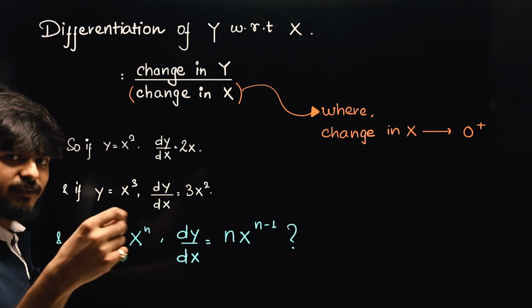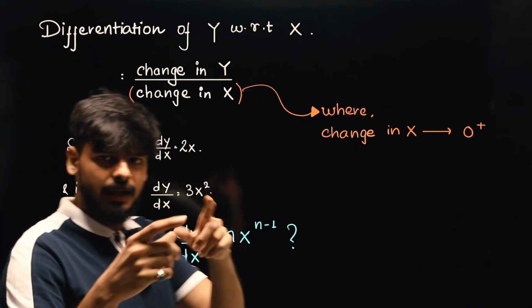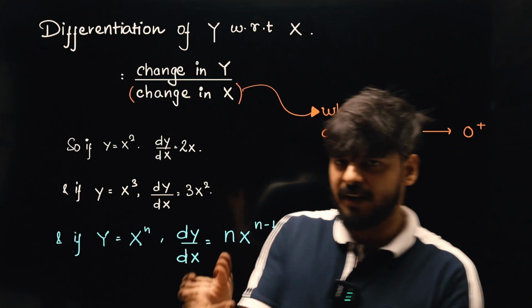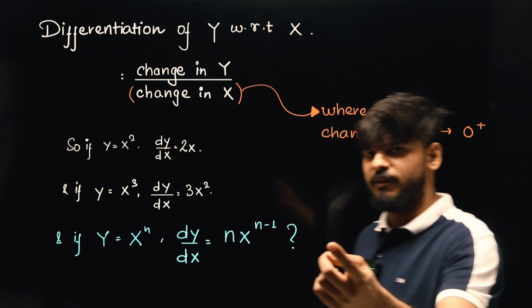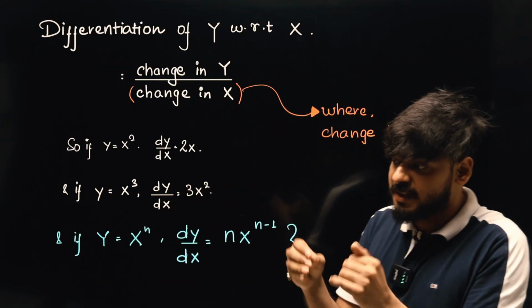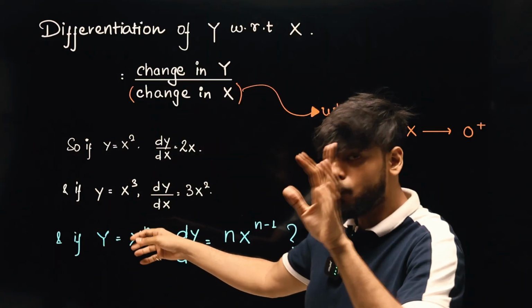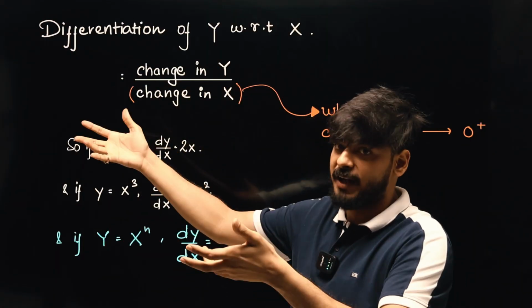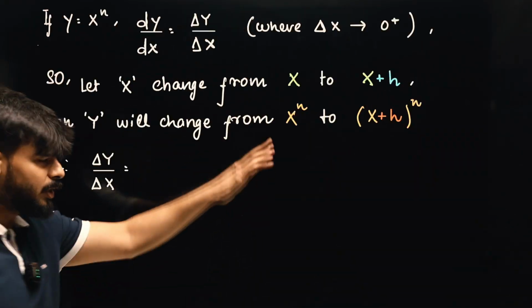If the dependence between y and x were such that y is equal to x to the power n, can you calculate change in y by change in x, where the change in x is very small, and really prove the fact that dy by dx is this? You have to do it the same way. When the value is x, the value of y is x to the power n. But when the value of x changes from x to x plus h, then the value of y will change from x to the power n to x plus h to the power n. And then we need to calculate the ratio, the change in y by change in x.